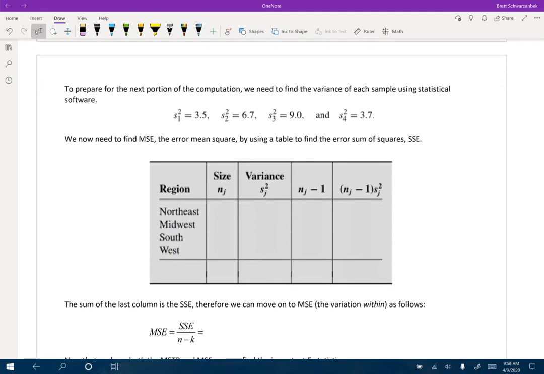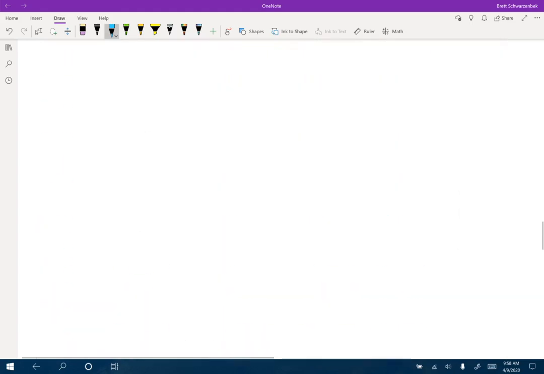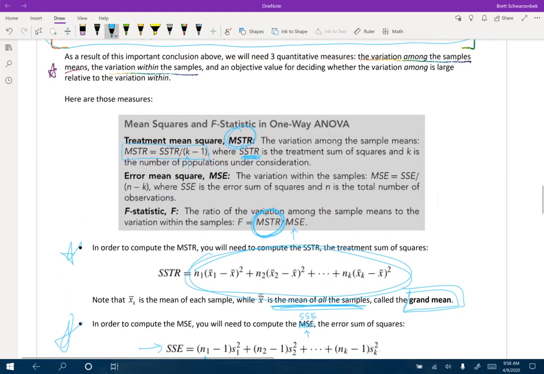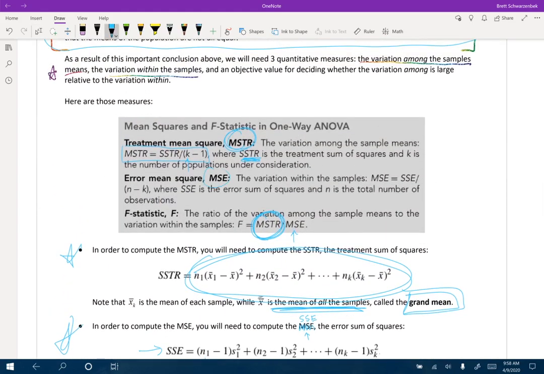Okay, so now we have to find the error mean square. That's the denominator of F. Just like we talked about, let's go back to the logic here. The error mean square requires that you calculate the error sum of squares. This relies on the formula MSE equals SSE over n minus k. We already know what N and K are, so we have to find SSE.